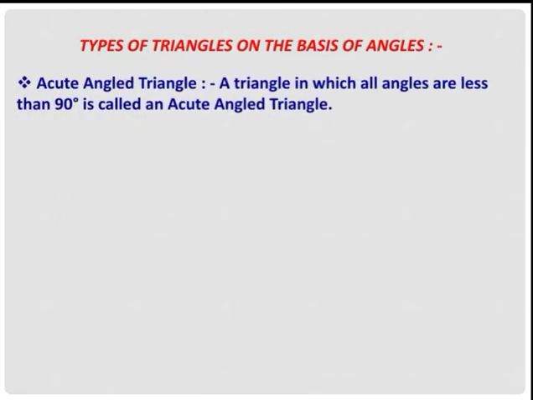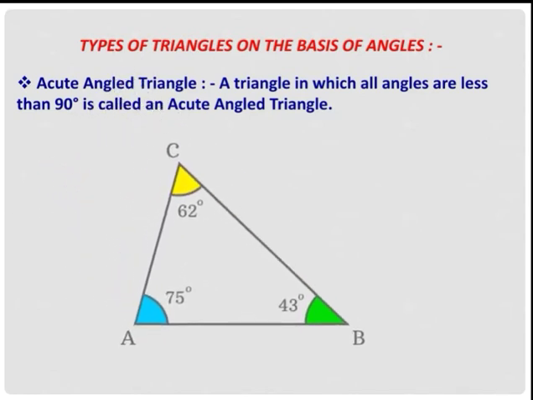Now let us understand types of triangle on the basis of angles. First of all, acute angle triangle. A triangle in which all angles are less than 90 degree is called an acute triangle. Let us understand with example. Here acute angle triangle is given. From this we can observe that all the angles are less than 90 degree. So it's an acute angle triangle.